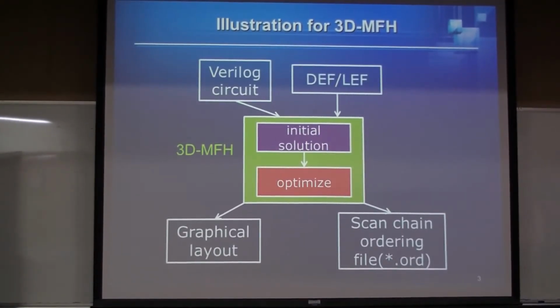This is the flowchart of 3D-MFH. After reading 2 input files, which are a Verilog circuit and def-left files, the proposed algorithm is used to obtain an initial solution at first, and then do local optimization for the initial solution. Finally, a graphical layout and the Chia-Ching ordering files are generated.